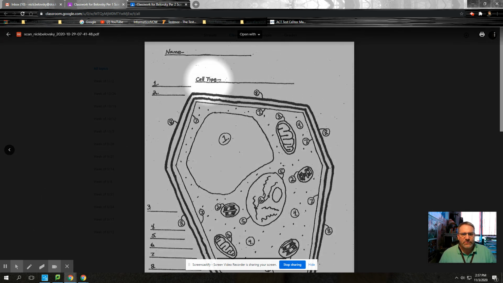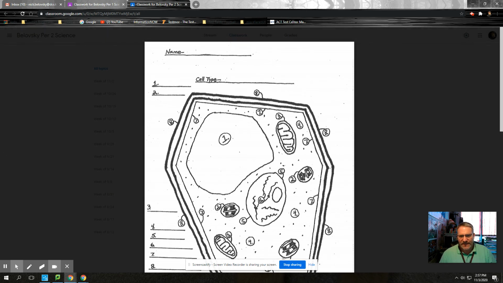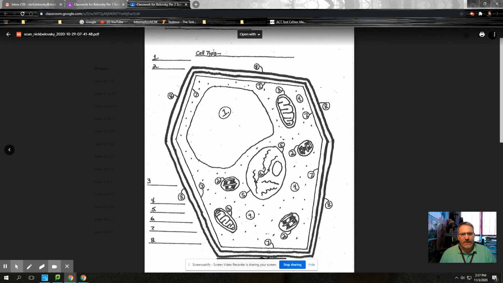All right, this right here, what cell type is this? This right here would be the plant cell, okay? And you can always tell a plant cell because it has the boxed in sides, should have green chloroplasts in it. It's got cell walls in it, but we're going to get to that in just a second. So you need to have plant cell here.